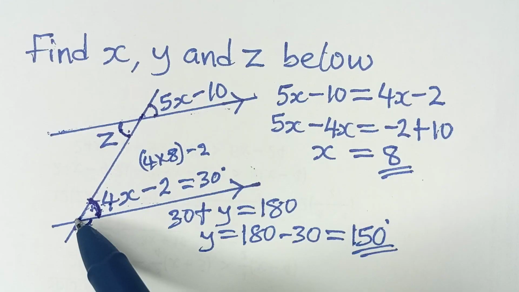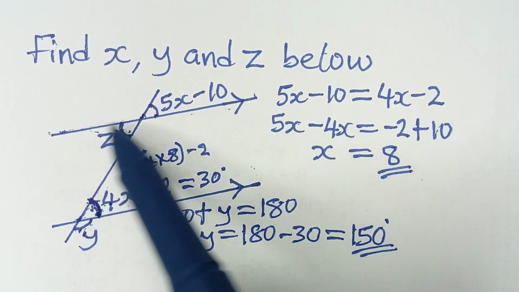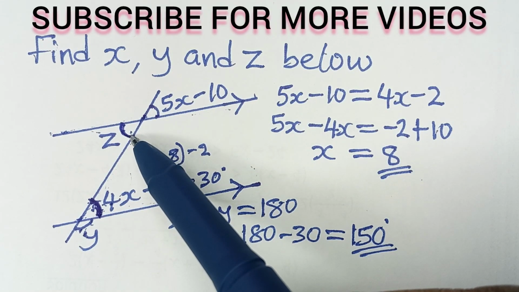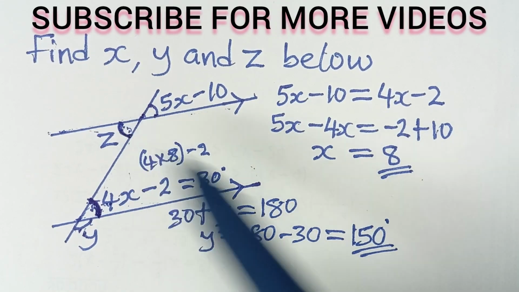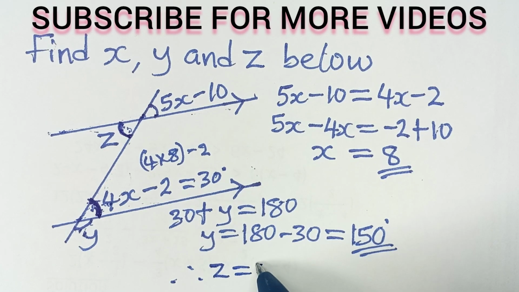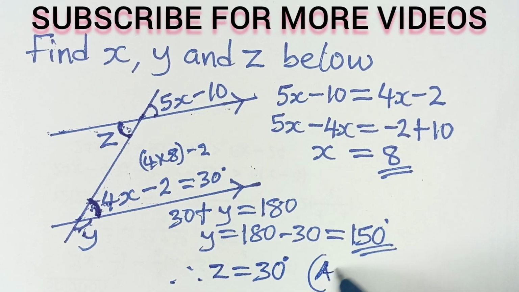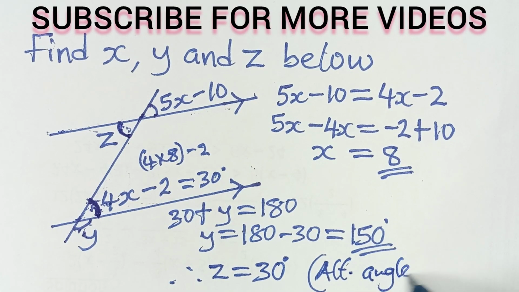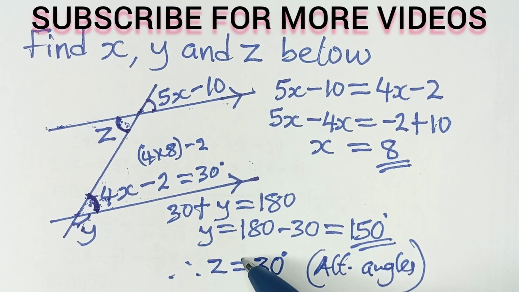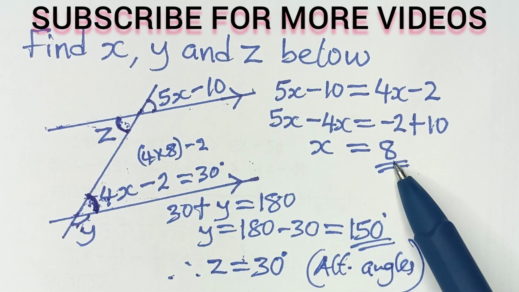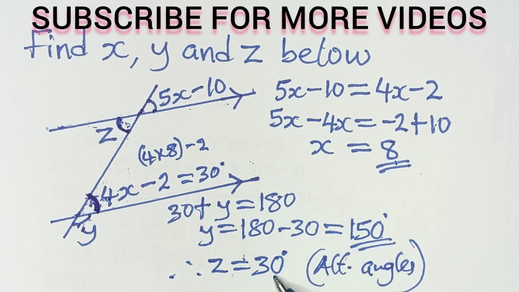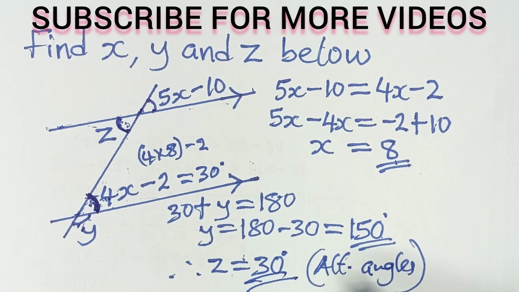You can see this shape looking like Z like this between two parallel lines. So if this angle here is 30, this angle z will also be 30 degrees, because they are alternate angles. So therefore, I can conclude by saying that z is equal to 30 degrees. And what is that? Alternate angles are equal. So when we have alternate angles, they are equal in figures like this. So we now have x as 8, we have y as 150 degrees, and we have z as 30 degrees as the final answers.